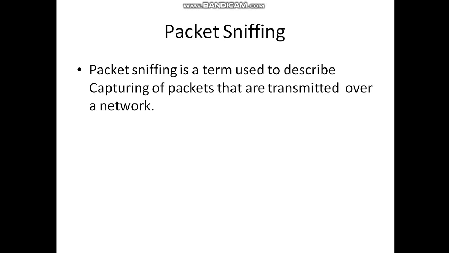Hello students, in today's cybersecurity lab, we are understanding traffic sniffing using ARP poisoning. Before moving to the practical, just understand the term packet sniffing. Basically, packet sniffing is a term used to describe capturing of packets that are transmitted over a network.